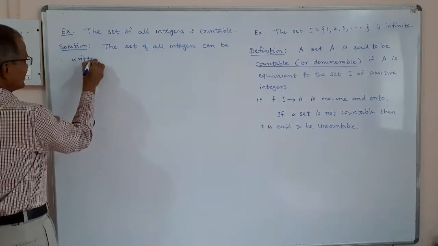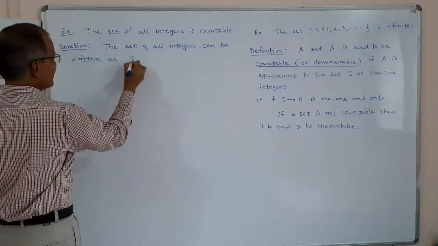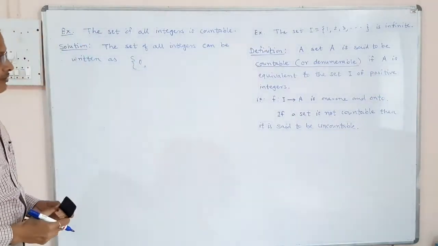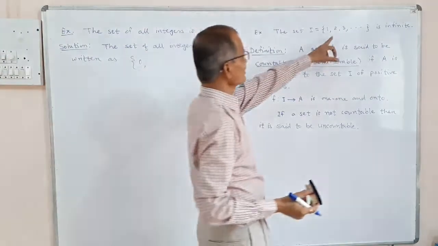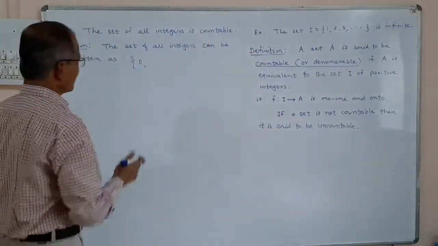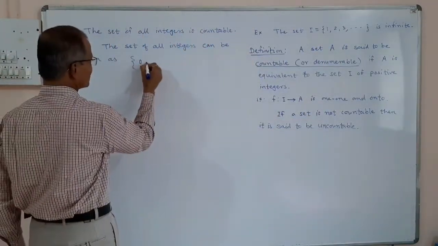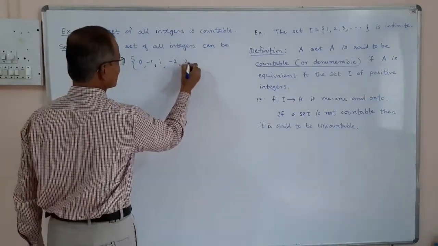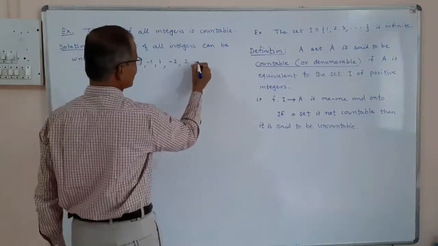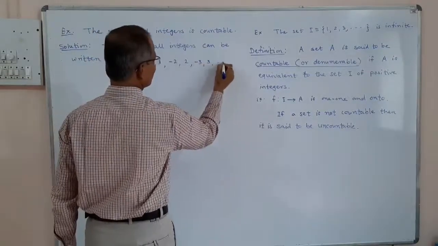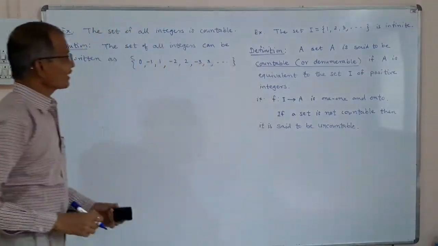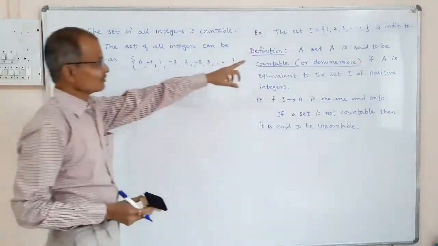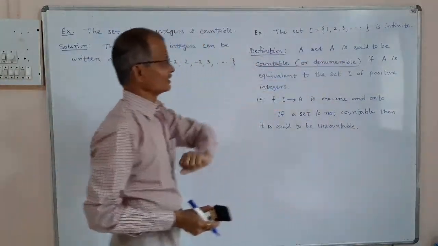so we can list the elements as 0, then all integers positive and negative. Here positive integers we have considered, and now we have considered all integers, meaning -1, +1, -2, +2, -3, +3, and so on. So this is the set of all integers. We have to show this set is equivalent to the set of positive integers.